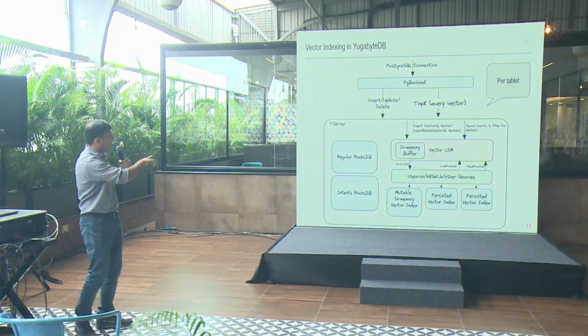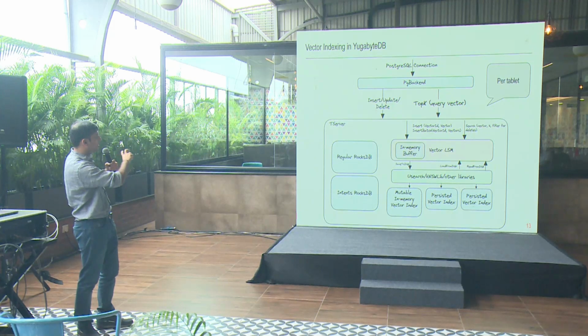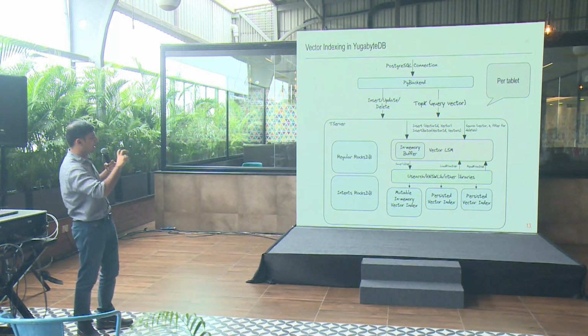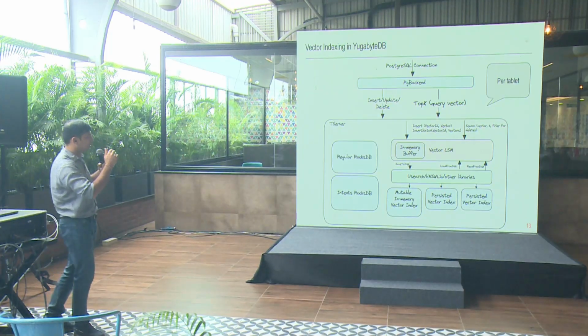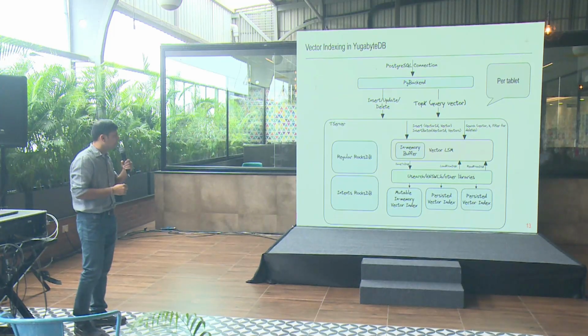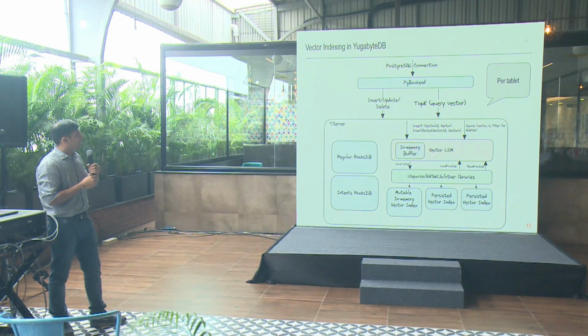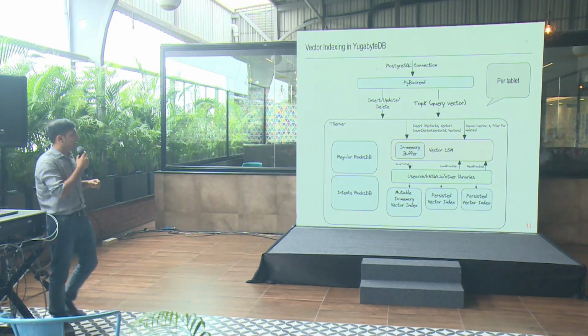And again, the structure is per tablet. So the one at the bottom right, the big square, where I mentioned T server. Essentially, you have a vector LSM instance created backing each tablet. So you will have this structure for all the tablets that are there. Any questions here?